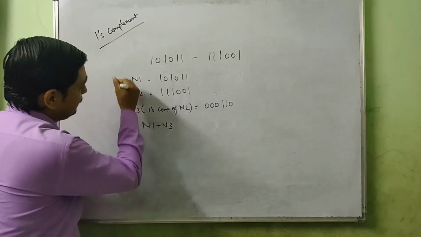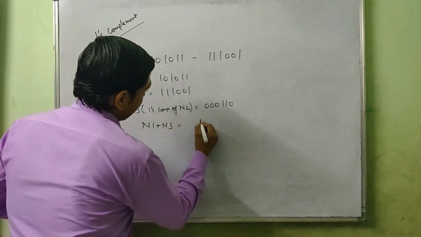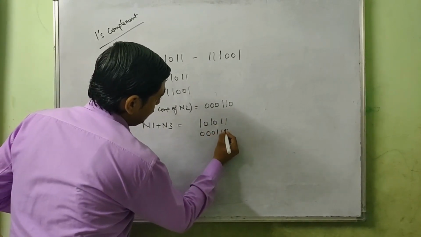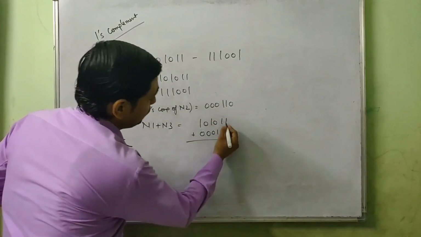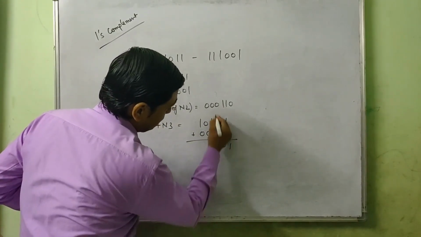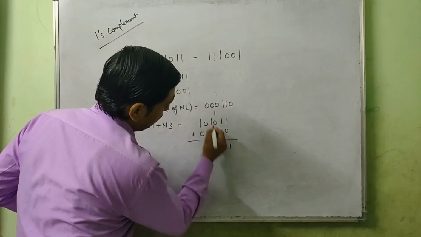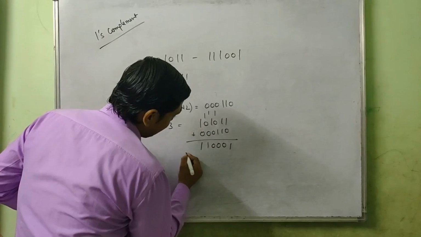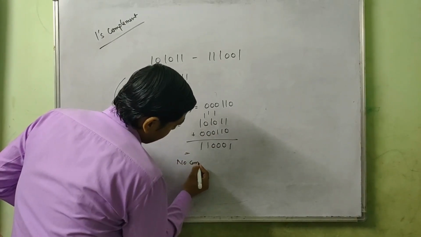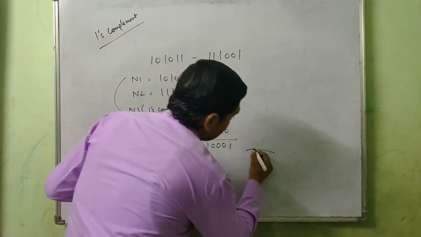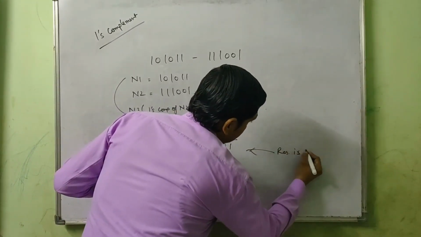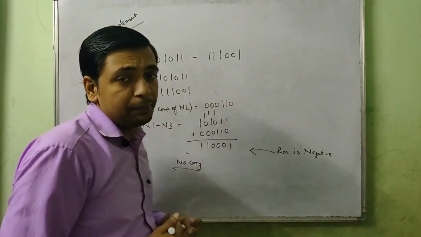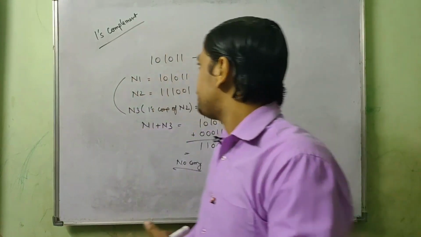You have to add these two. So that will be 101011 and 000110. Just add them up. So it is 1 plus 0 is 1, 1 plus 1 is 1 0, so 0 and 1 carry, 1 plus 1 is 0 and 1 carry, 1 plus 1 is 0 and 1 carry, 1 and 1. So hence you are not getting any carry, no carry. So the result is negative. So this is how you are going to check or perform the subtraction operation.